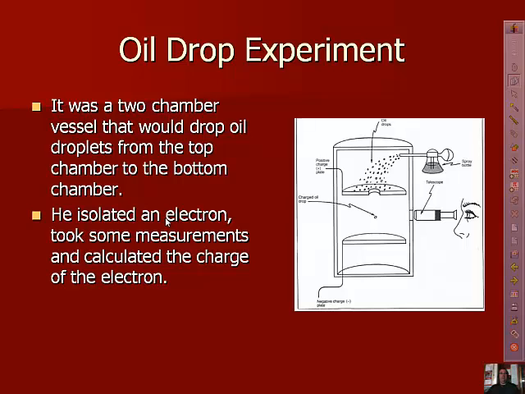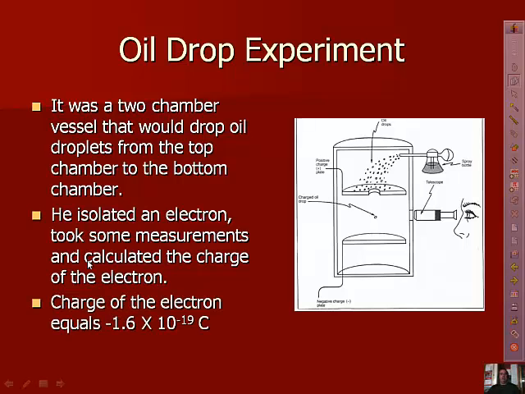So again, he isolated an electron on those charged oil droplets, took some measurements, and calculated the charge on an electron. The charge of an electron is known as negative, because electrons are negatively charged, negative 1.6 times 10 to the negative 19th, and that capital C stands for coulombs, C-O-U-L-O-M-B-S. So the charge of an electron is known to be negative 1.6 times 10 to the negative 19th coulombs.